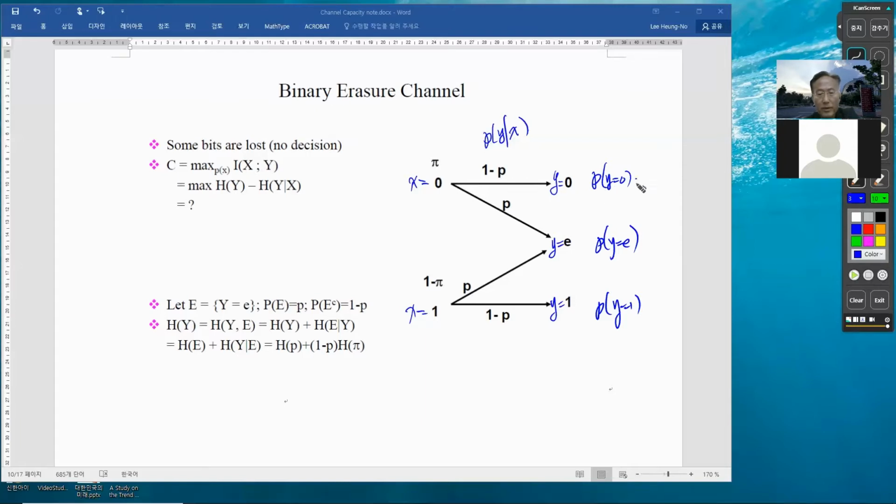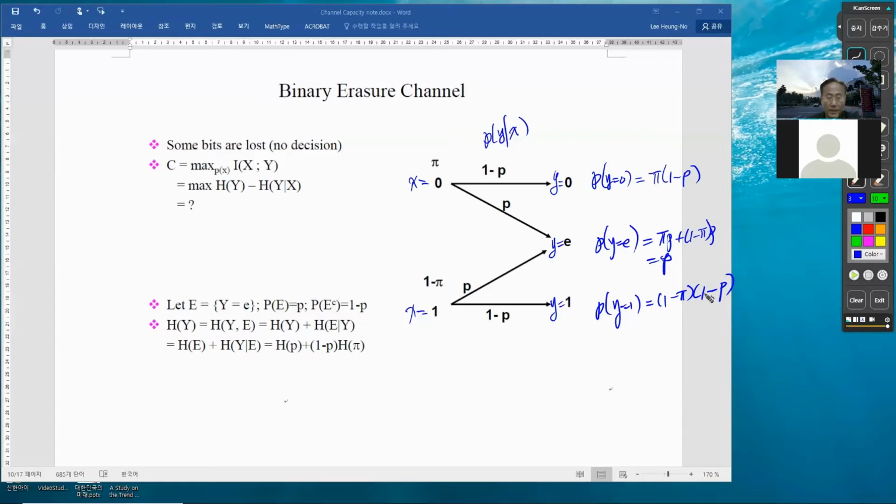So the first one is nothing but pi times (1 minus p), okay? And this one is pi times p plus (1 minus pi) times p, so this is nothing but p. How about the probability y is equal to 1? That is (1 minus pi) times (1 minus p). The output distribution can be obtained this way.